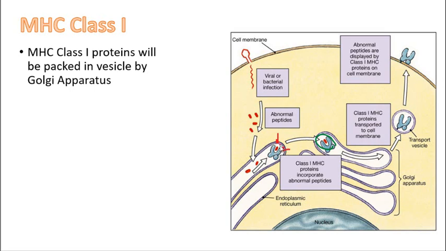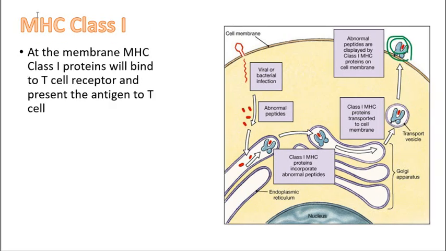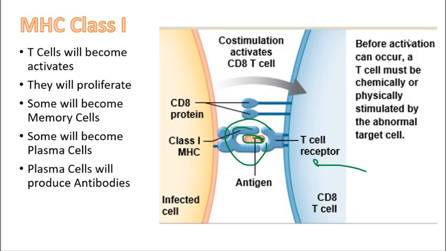That MHC class 1 protein with the viral peptide will travel into the Golgi apparatus. What does the Golgi apparatus do? The Golgi apparatus will pack that MHC class 1 protein with the bacterial or viral peptide, and it's going to end up on the surface. So what you see over here on the surface is MHC class 1 protein with some kind of bacterial or viral peptide.